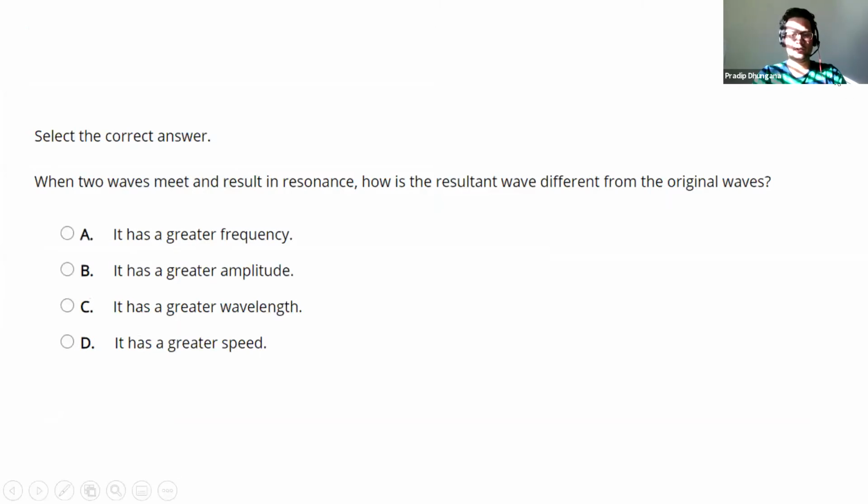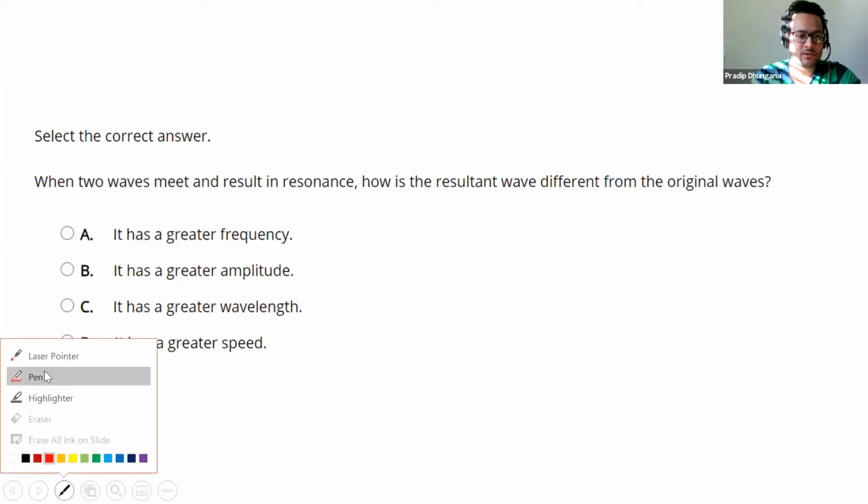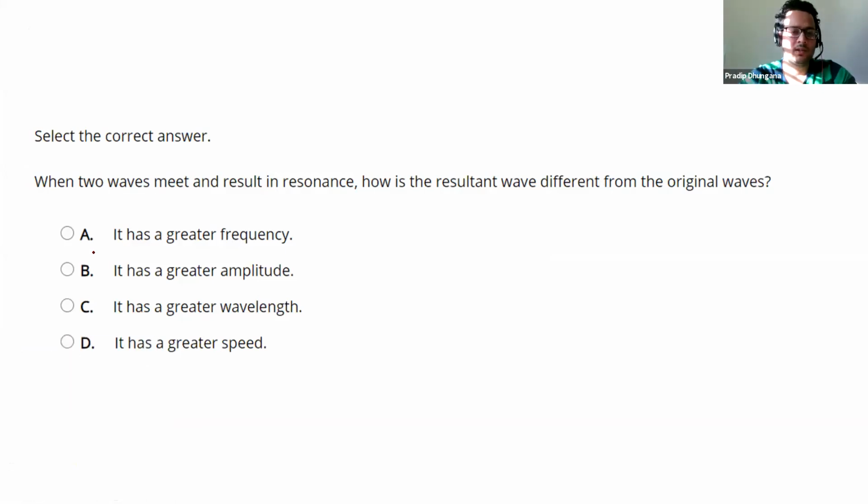Let me answer this question. When two waves meet and result in resonance, how is the resultant wave different from the original wave? It has a greater amplitude. The correct choice should be its amplitude increases.